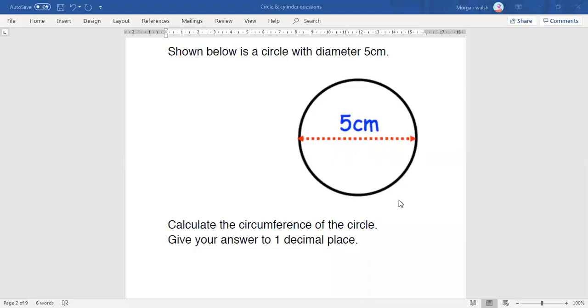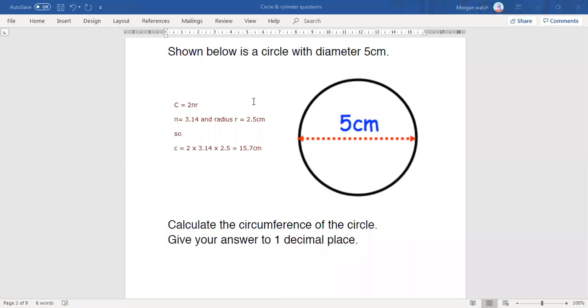Okay, guys, this one's a wee bit different. It says shown below is a circle with diameter 5 centimeters. Now remember, really you want to find the radius. So the radius is from the middle to the very edge. The radius is half that. Okay, so what we'll be doing is using half of 5 in our formula. Okay, so we'll do it now.